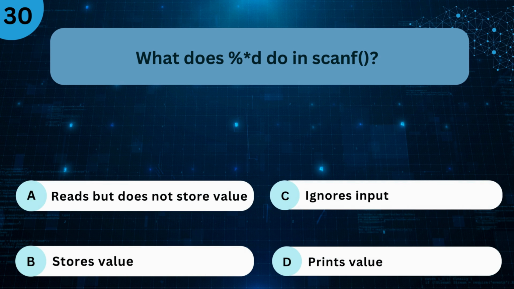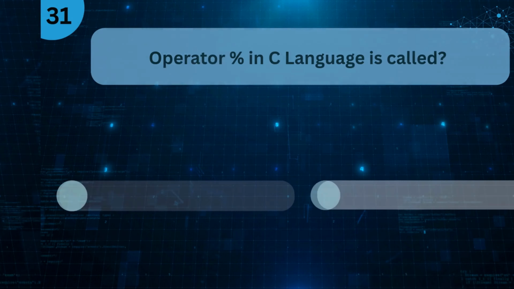What does %*d do in the scanf function? A. Reads but does not store value. B. Stores value. C. Ignores input. D. Prints value. The right answer is A. Reads but does not store value.